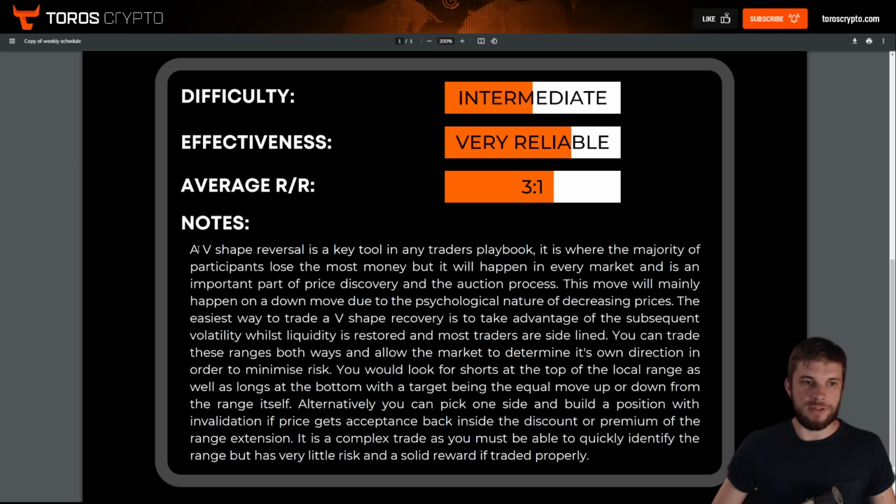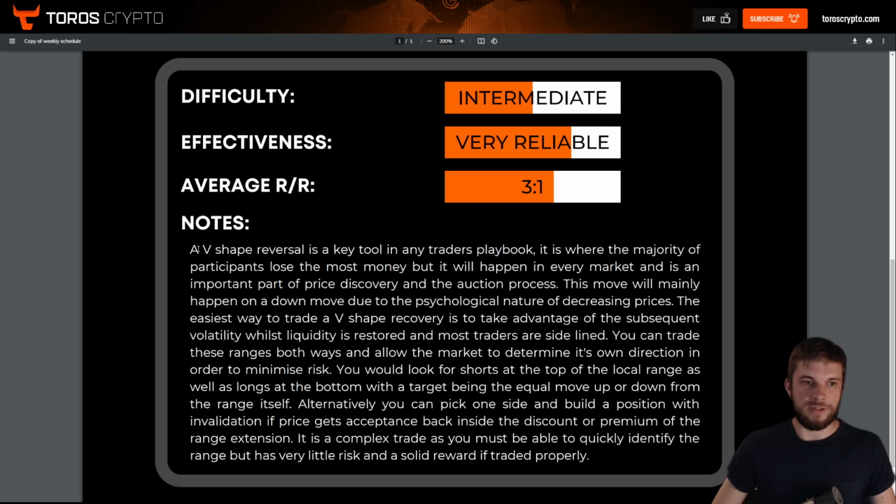So notes: a V-shaped reversal is a key tool in any trader's playbook. It is where the majority of participants lose the most money, but it will happen in every market and is an important part of price discovery and the auction process. This move will mainly happen on a move down due to the psychological nature of decreasing prices. The easiest way to trade a V-shaped recovery is to take advantage of the subsequent volatility whilst liquidity is restored and most traders are sidelined.